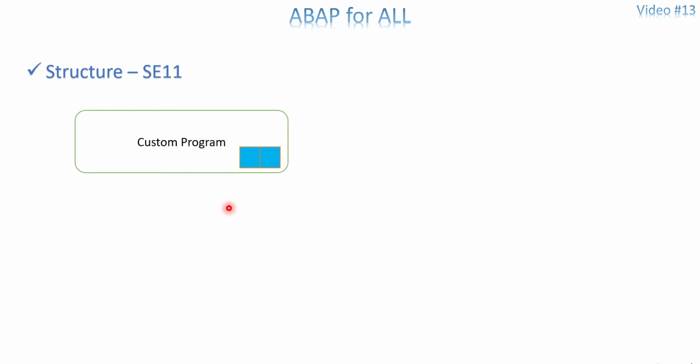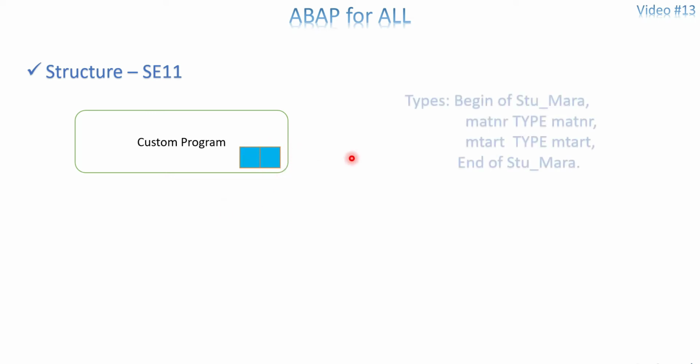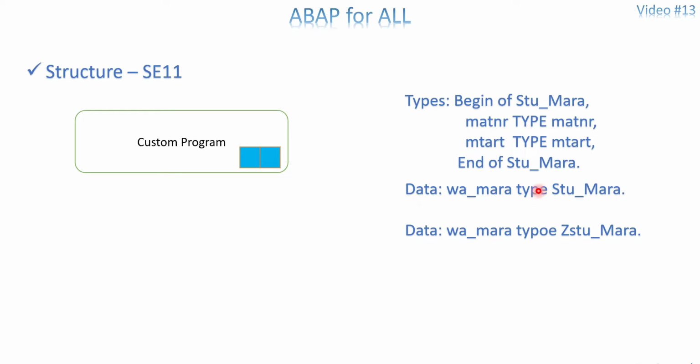So in the custom program, I want to create a work area based on some structure. Yes, you are able to create it. And this is the one which I talked about in previous videos: how to create a user defined structure with the help of a declarative statement called TYPES. So BEGIN OF structure name, whatever fields you want, referring to a data element, and END OF structure. On top of it, we have created a work area of type structure name.